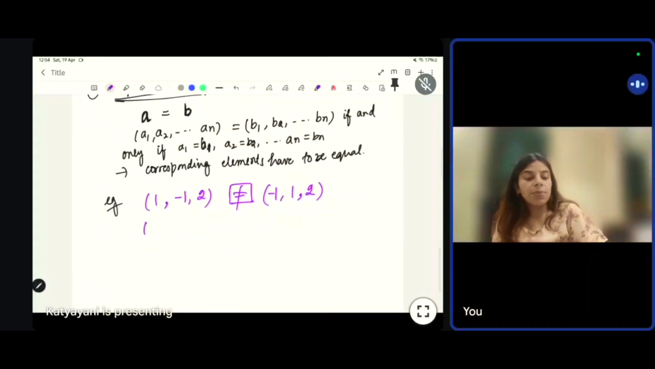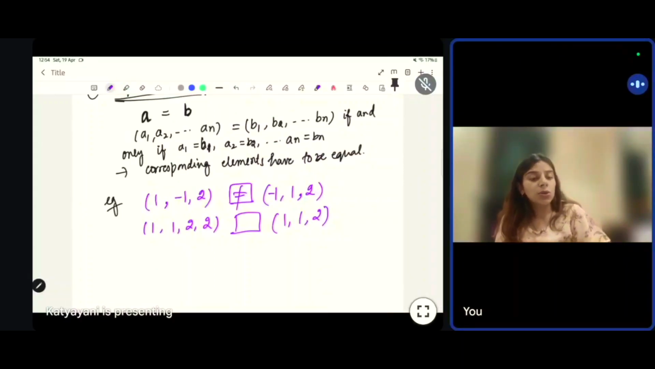Let's take another example. Suppose एक vector है आपके पास (1, 1, 2, 2), दूसरा vector है आपके पास (1, 1, 2). Can you say that these two vectors will be equal? No, they are not equal क्योंकि यहाँ पे order ही same नहीं है.